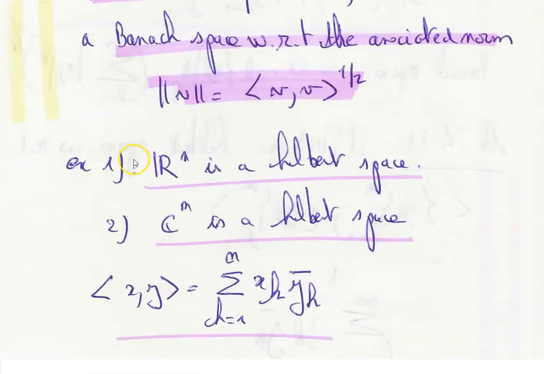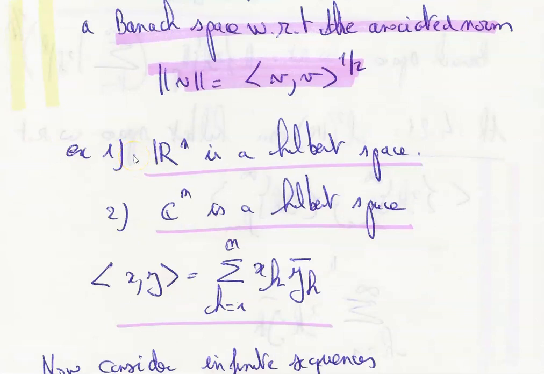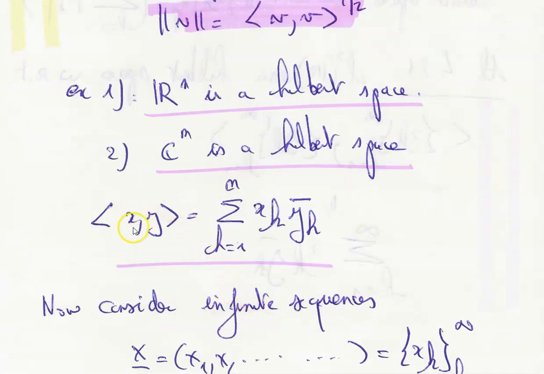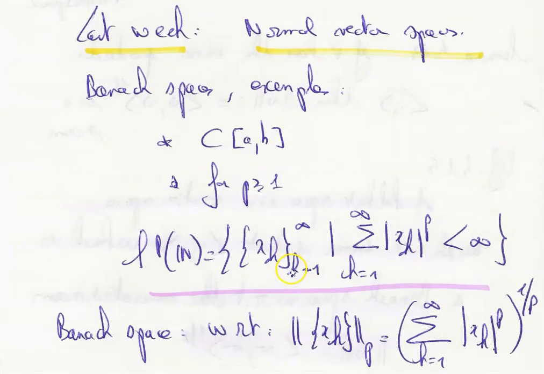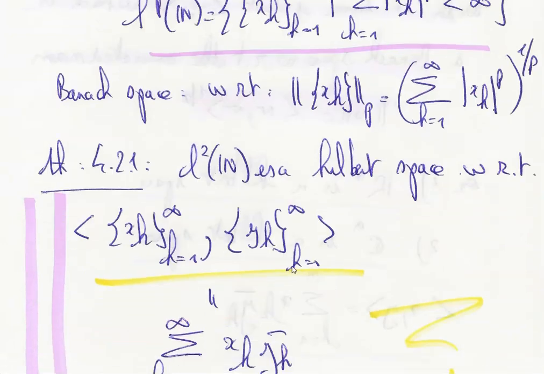Okay, so let's see some examples of Hilbert spaces. Rn is a Hilbert space, Cn is a Hilbert space. And the inner product between x and y is defined as you have seen previously. It's the sum for k from 1 to n of xk times yk complex conjugate. So now consider infinite sequences. I consider x as the sequence x1, x2, ..., xn, which is the sequence of all the xk for k from 1 to infinity.